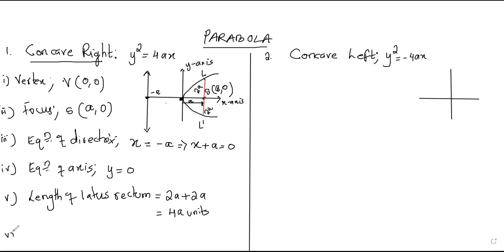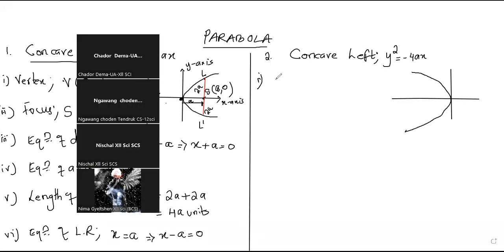Last one, that is the equation of latus rectum. A line which passes through the focus is called the latus rectum. So therefore, what will be the equation of latus rectum? x is equal to a, which implies x minus a equals 0.